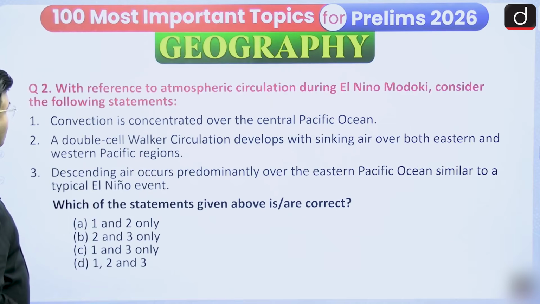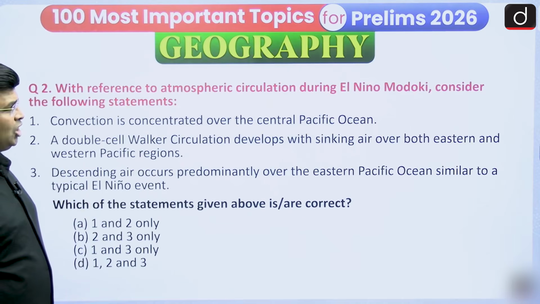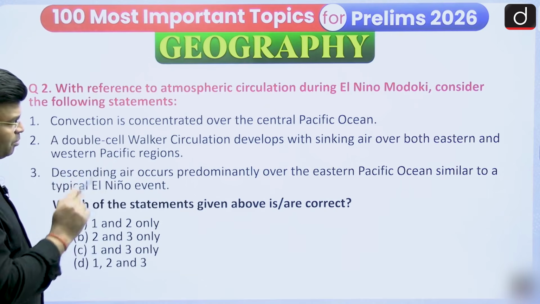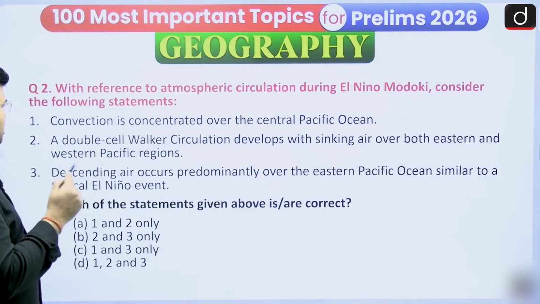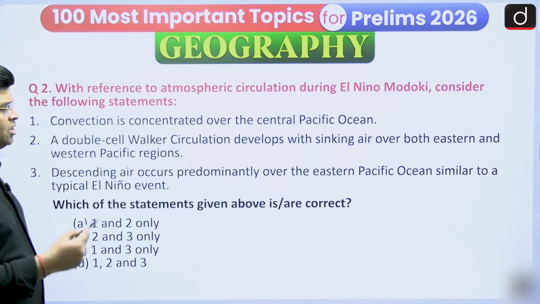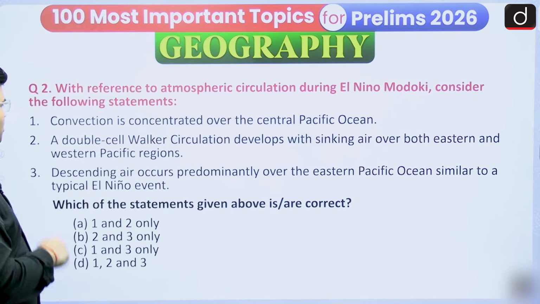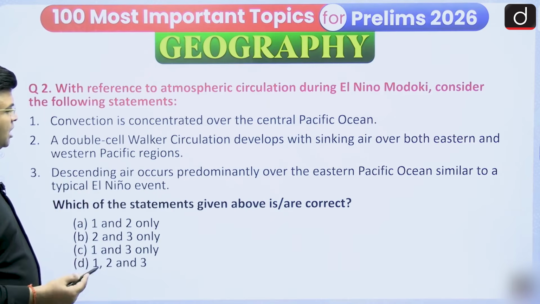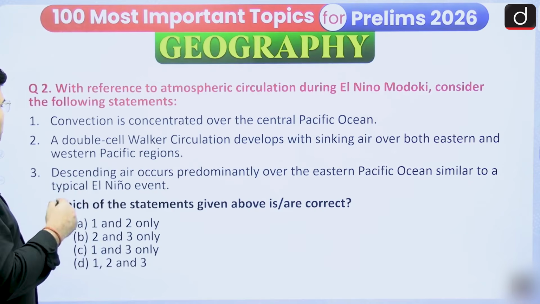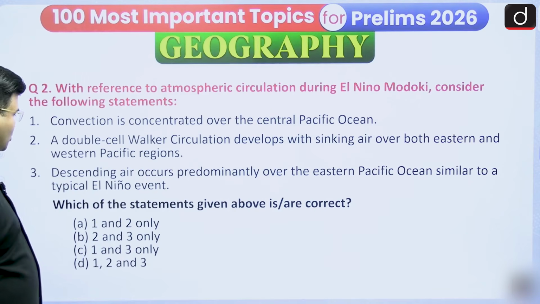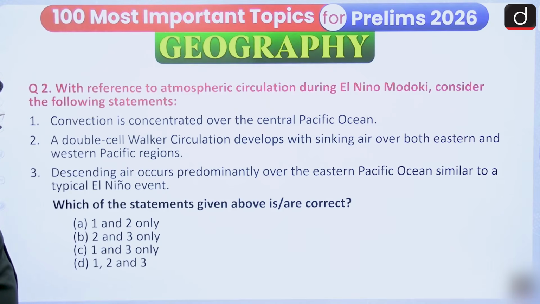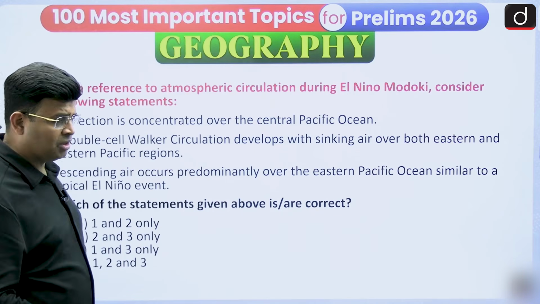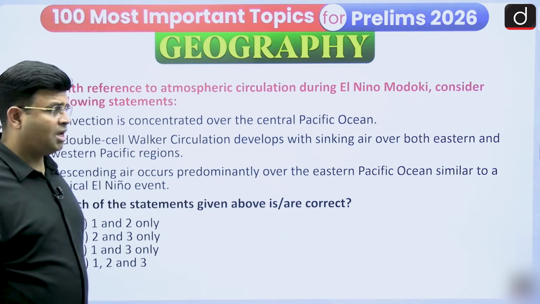Now with reference to the atmospheric circulation during El Nino Modoki, consider the following statements. First, convection is concentrated over the Central Pacific. Second, a double cell Walker circulation develops with sinking air over both Eastern and Western Pacific regions. Third, descending air occurs predominantly over the Eastern Pacific Ocean, similar to a typical El Nino event. You have to say whether each is right or wrong and which options are correct. I am waiting for your answer in the comment box, and I will answer it in the 13th episode.